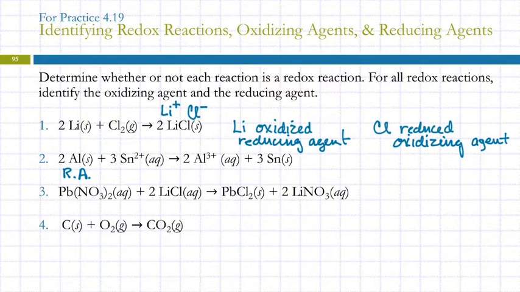Okay, let's look at this one. Sn2+, and what's it doing over here? Sn0. So did it gain or lose electrons? It gained electrons. Reduction is gain of electrons. So if it's being reduced, what kind of an agent? Oxidizing agent. So this is the oxidizing agent. You see how that works? Any questions?